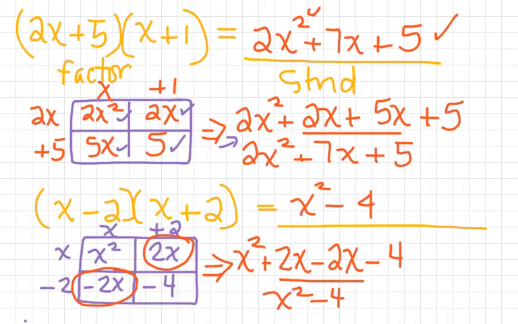Same thing with the second example, x minus 2 times x plus 2. Notice here I filled in the area model the same way that I did previously. I circled these two terms in the middle, 2x and minus 2x, because I noticed that those were opposites. And right down here, you could see that it became 0. So I'm left with x squared minus 4.